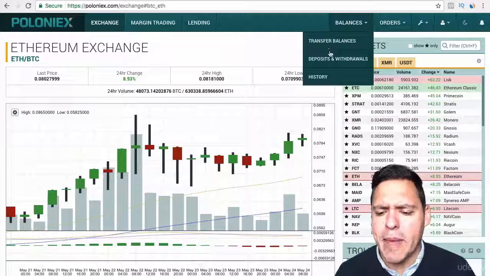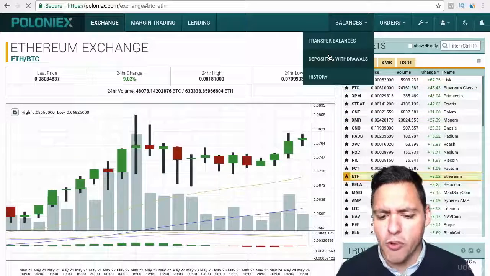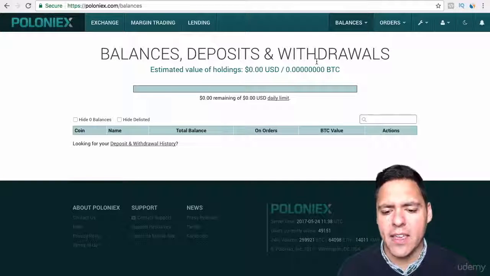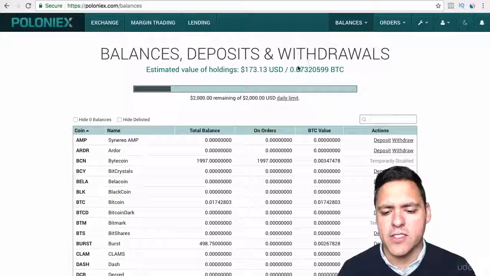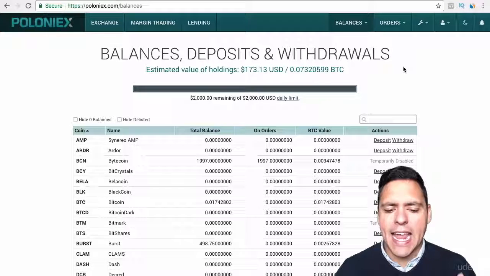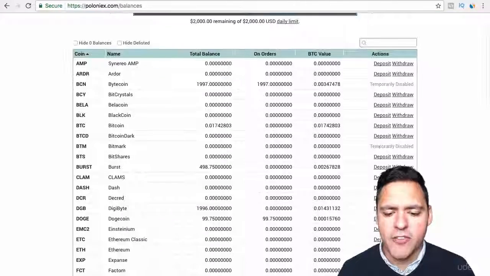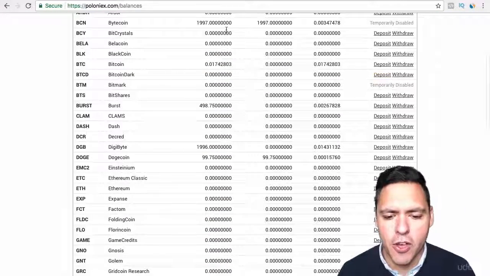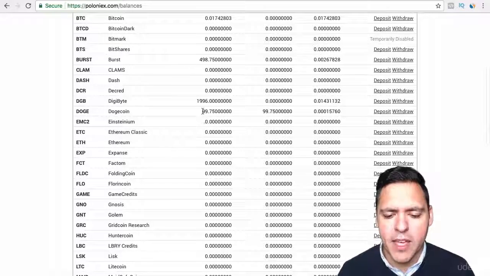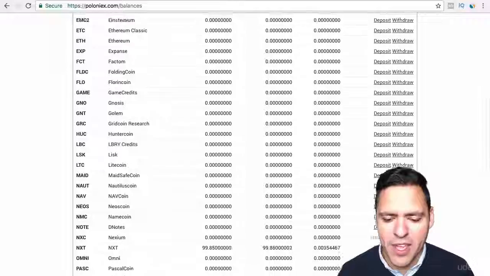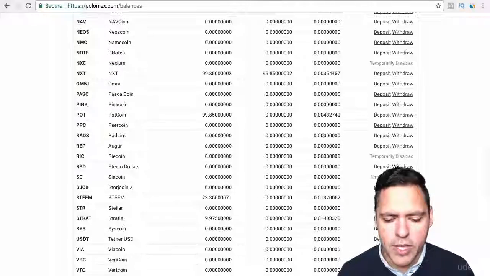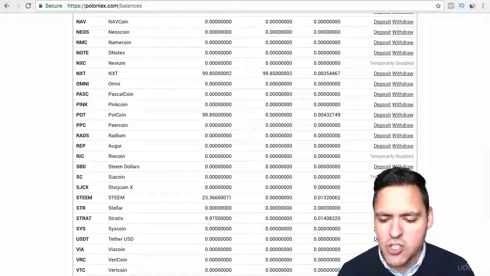And going back to the balances, if you go back to deposits and withdrawals, this is the area where you will see the value of your holdings. So it's on 17313 at the moment. Okay. Now, this will show all the currencies I've got. So I've got 2,000 Bytecoin, 500 Burst, 2,000 Digibyte, 100 Dogecoin. Obviously hasn't sold yet. I've got 100 NXT, 100 Potcoin, 23 Steam, 9 Stratis.